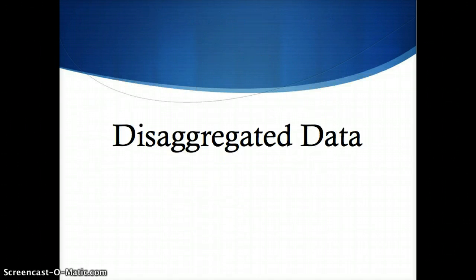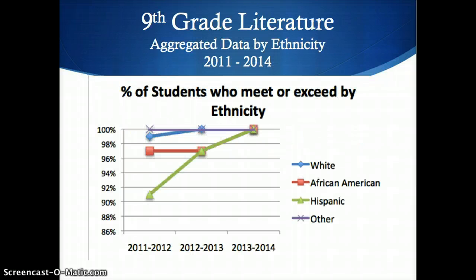Next, we'll look at the disaggregated data. The first line graph is a picture of how each ethnicity did each year on the 9th grade lit EOCT. Putting this information in a line graph allows us to see which ethnicity did well and which ones need to improve. You can see that whites and others did very well, and so did African Americans. An area of improvement would be our Hispanic population. However, you can see that these students did improve over the course of 3 years.